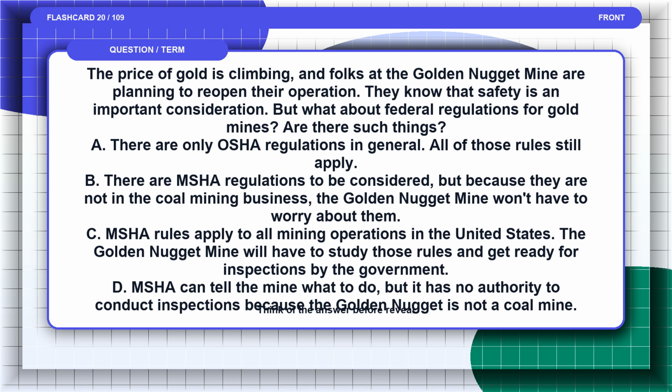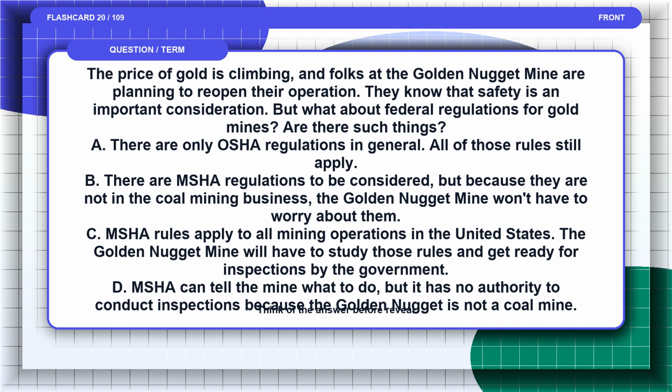Are there such things? There are only OSHA regulations in general. All of those rules still apply. There are NCHR regulations to be considered, but because they are not in the coal mining business, the Golden Nugget Mine won't have to worry about them. NCHR rules apply to all mining operations in the United States. The Golden Nugget Mine will have to study those rules and get ready for inspections by the government. NCHR can tell the mine what to do, but it has no authority to conduct inspections because the Golden Nugget is not a coal mine.